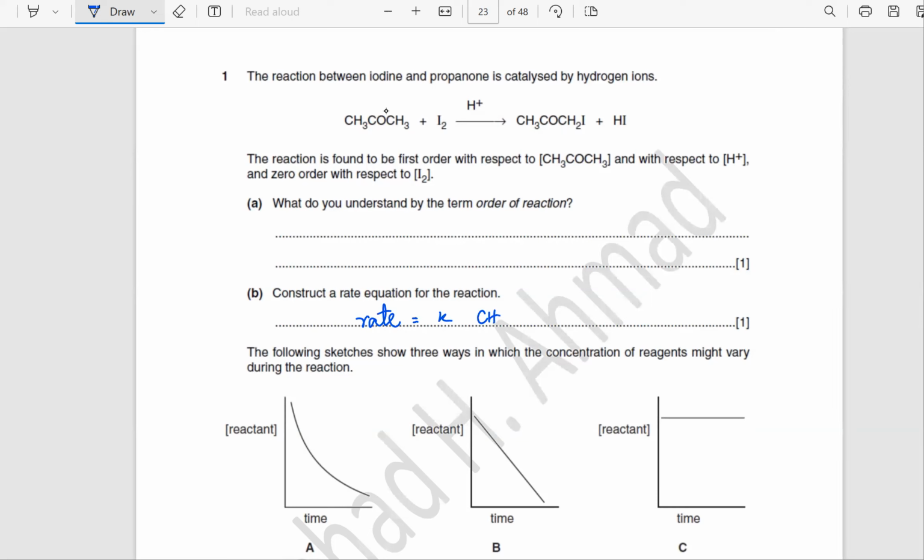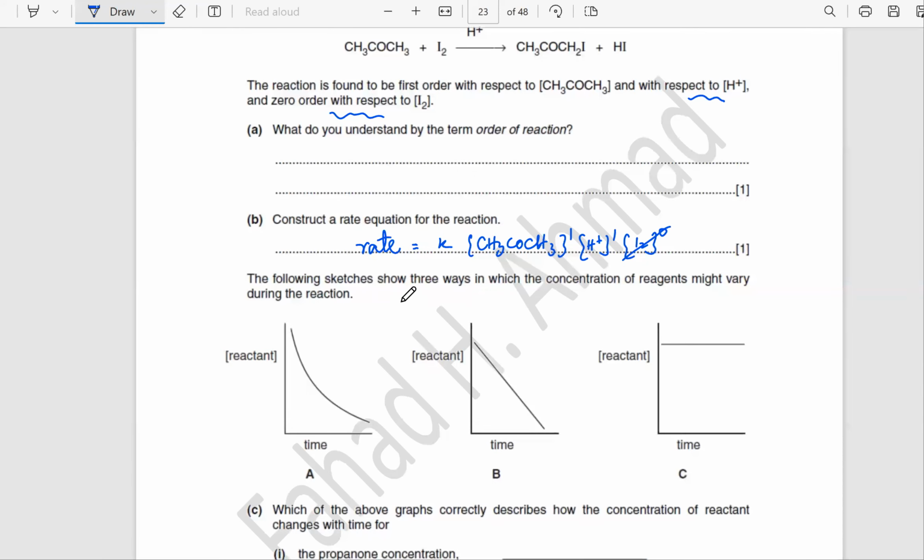So rate is what? It's equal to K. This is a ketone, so that's CH3CO CH3, and it's order 1. And with respect to H+, उसने कहा है कि H+ के respect से it's also order 1. And it's 0 order with respect to I2. So that means you don't have to write I2. लिख दो तो कोई फर्क नहीं पड़ता, लेकिन when something has a power of 0, that means it's basically not there. ठीक है.